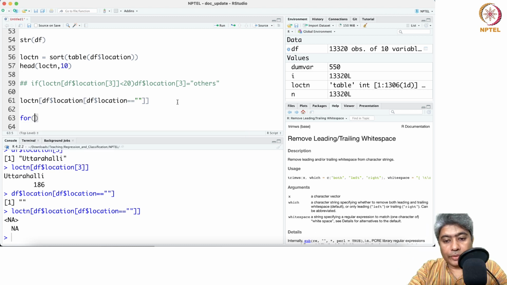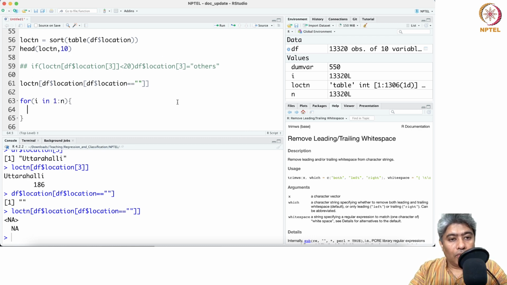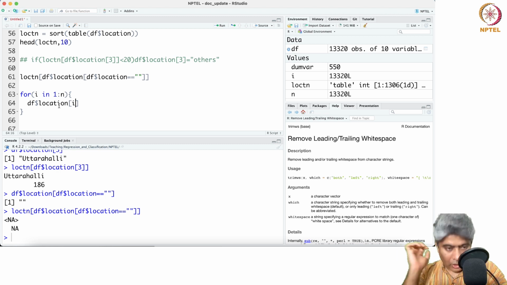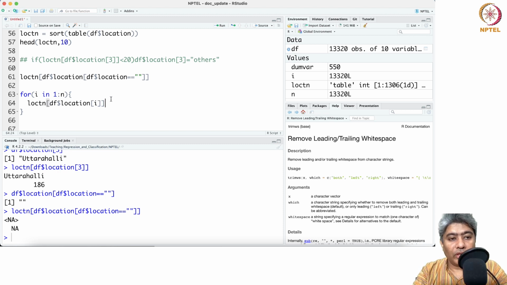So let us try to handle it. For i in 1 to n, the first thing we will do is take the location of the ith instance and put it into the location table, and we will see what the count is. Give me the count, and that count I will put into a dummy variable. So either it will give me NA or it will give me some number.